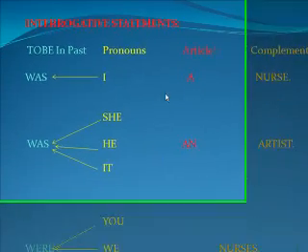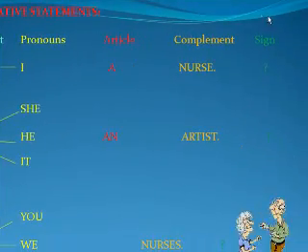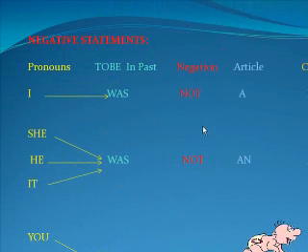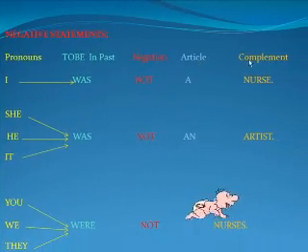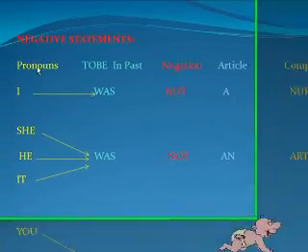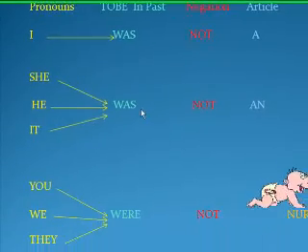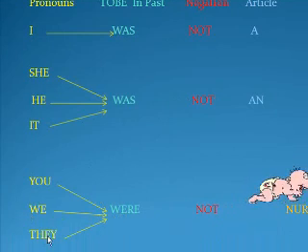Don't forget, student, in this part, the verb to be in past is first. Continue with the pronouns and the last complement. Next, negative statement. In this case, pronouns, to be in past, negation, article, complement. First, pronouns. I was not. She was not. He was not. It was not. You were not. We were not. They were not.